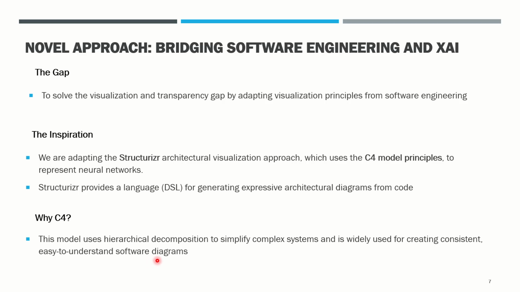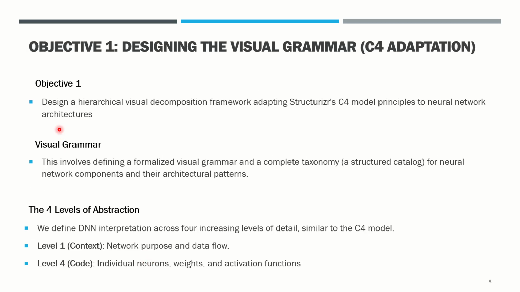Our research objective 1 is to design a hierarchical visual decomposition framework by adapting the structuralizer C4 model principles to neural network architecture. The visual grammar is the first step, because it involves defining a formalized visual grammar and a complete taxonomy, a structured catalog, for neural network components and architectural patterns.